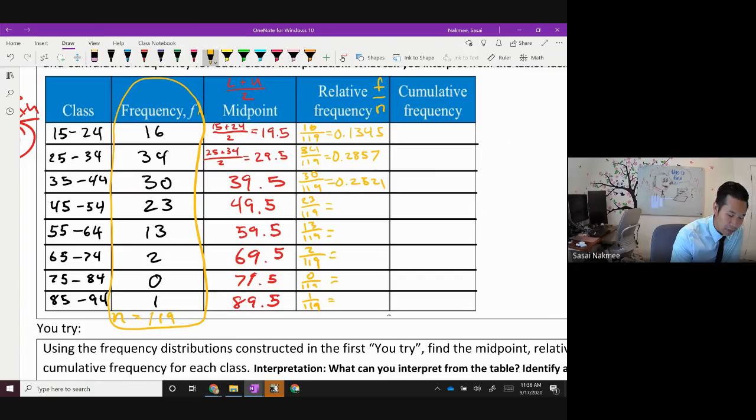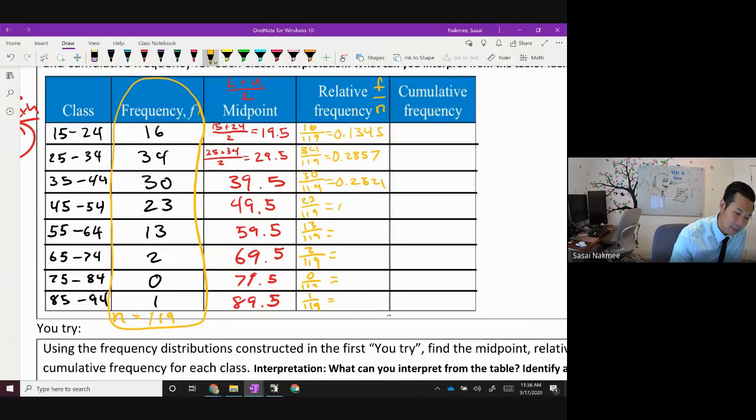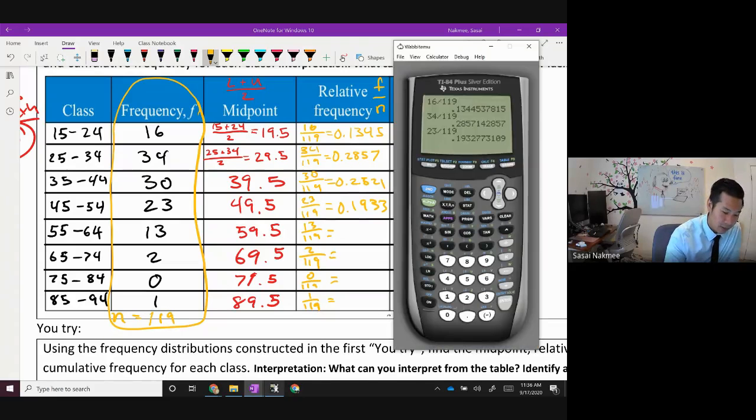You can use Google to type it into the calculator. You could leave it as a fraction if you want. But I'm going to go ahead. I already started with the decimals. We're going to do all these decimals in there. Right? So the next one is 23 divided by 119. And it says 0.19327. That one's going to round up. So this is going to be 0.1933. Right? Do the next one.